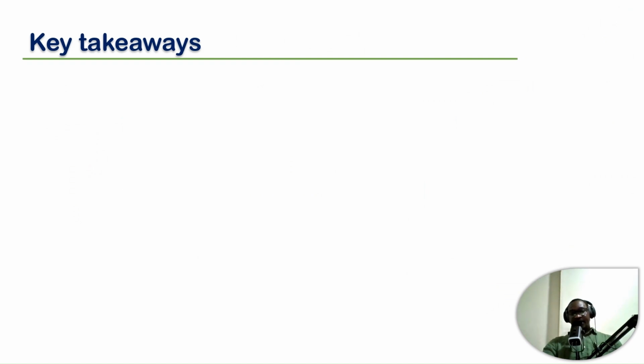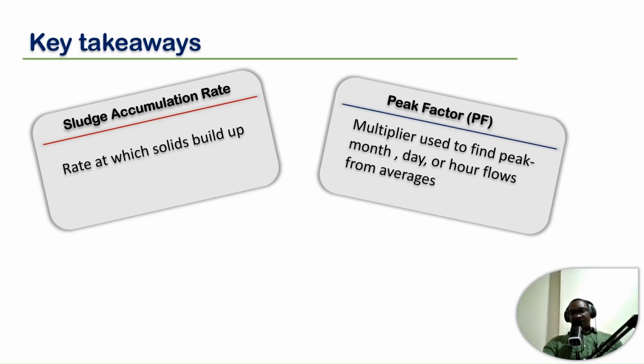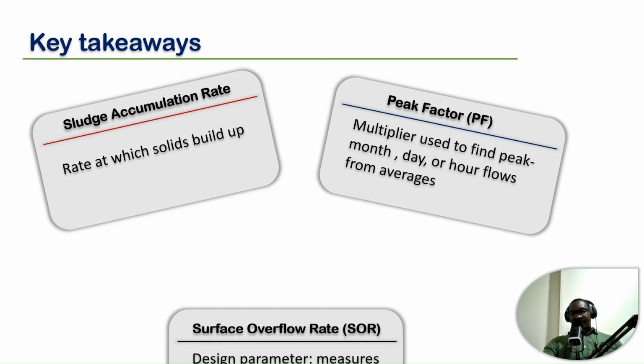Now, let's look at the key takeaways from here. The first one has got to do with sludge accumulation rate. And here we're looking at the rate at which solids build up. The other is to do with the multiplier effect. Here we're looking at the peak factor, which we use to get averages from our monthly, daily, and hourly flows to help us estimate what we expect at the fecal sludge treatment plant.